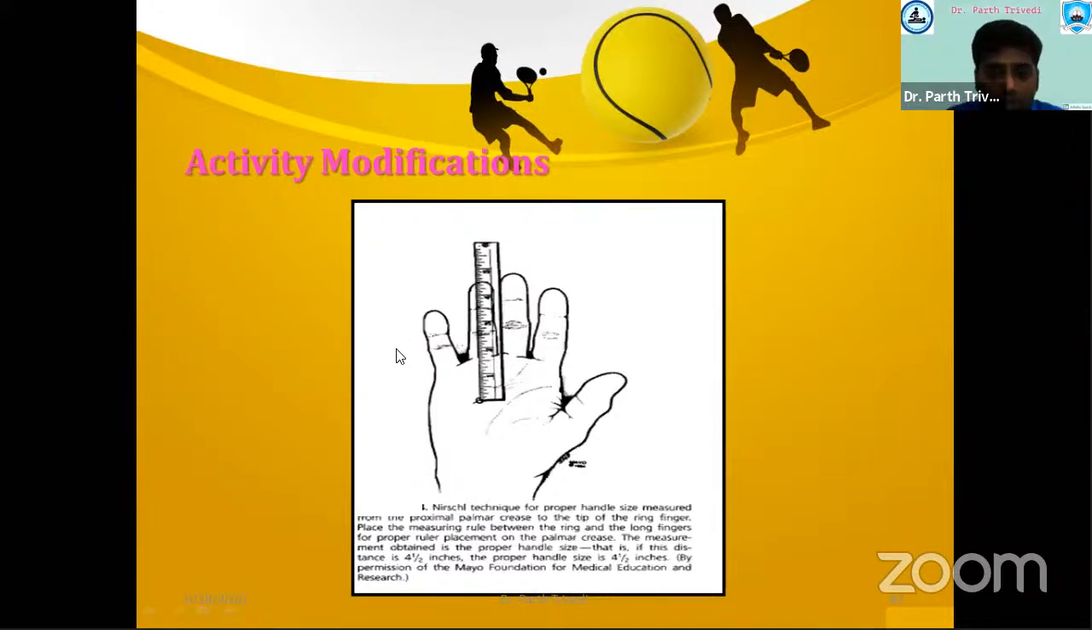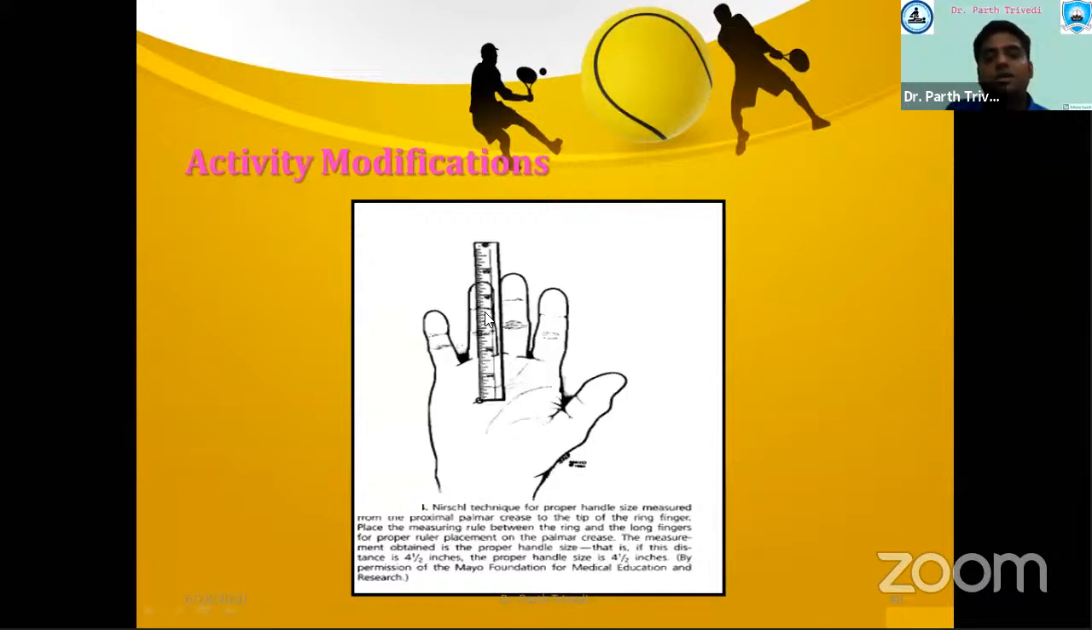Yes, what are the activity modifications? What can we do, especially with tennis players, racket hand players? How can we select an appropriate racket? It is based on your measurement. So what does this initial technique say? Measure the proper handle size from the proximal palmar crease. Okay, so this is your proximal palmar crease and the ring crease at the top between your ring finger and middle finger. So this should be the measurement of your racket grip. Lesser than this, or larger, longer than this, will lead to improper force distribution, and it will lead to tennis elbow or lateral epicondylalgia. So here you can clearly see initial.